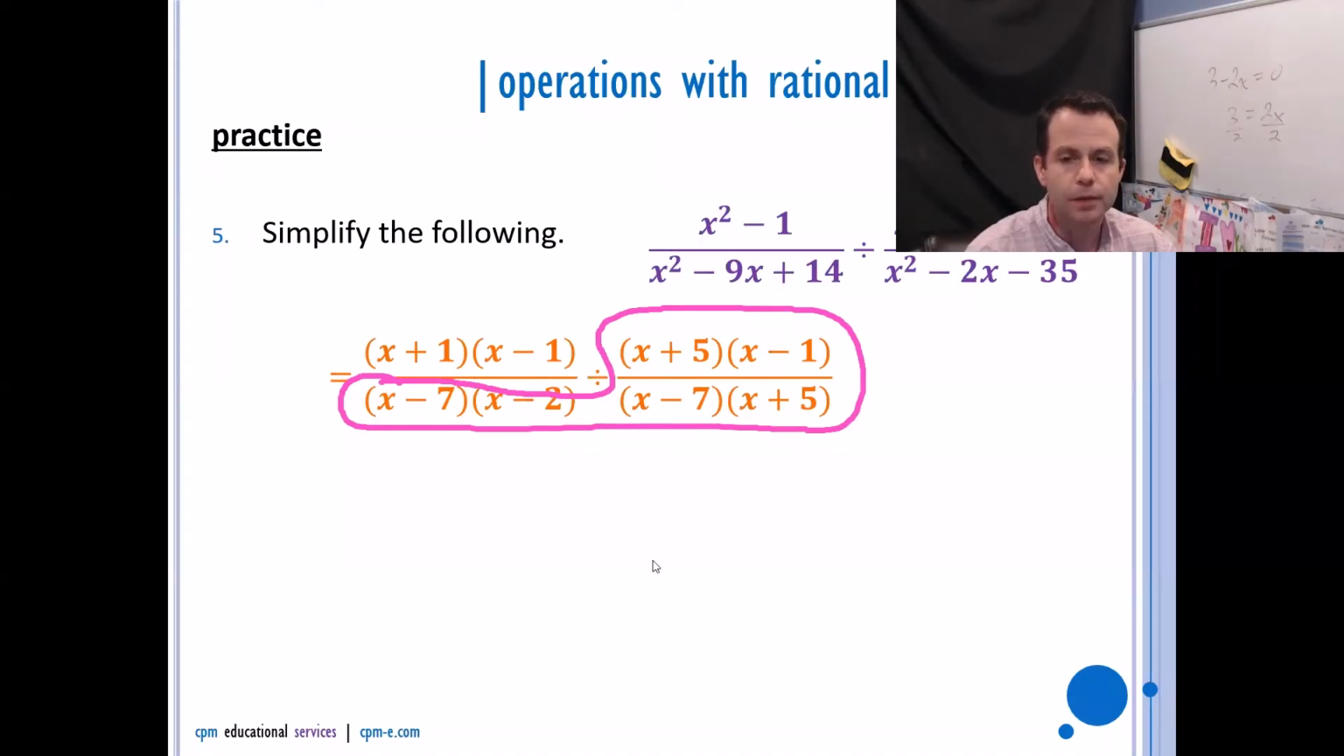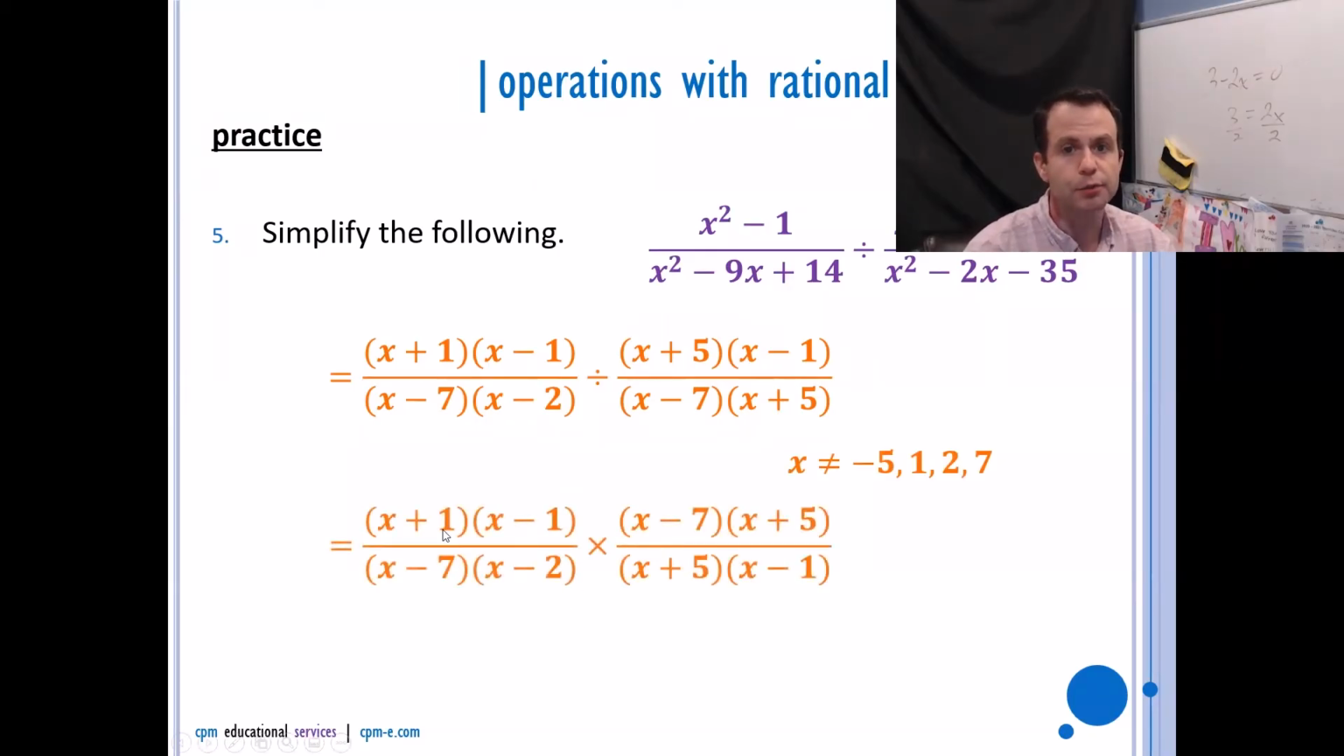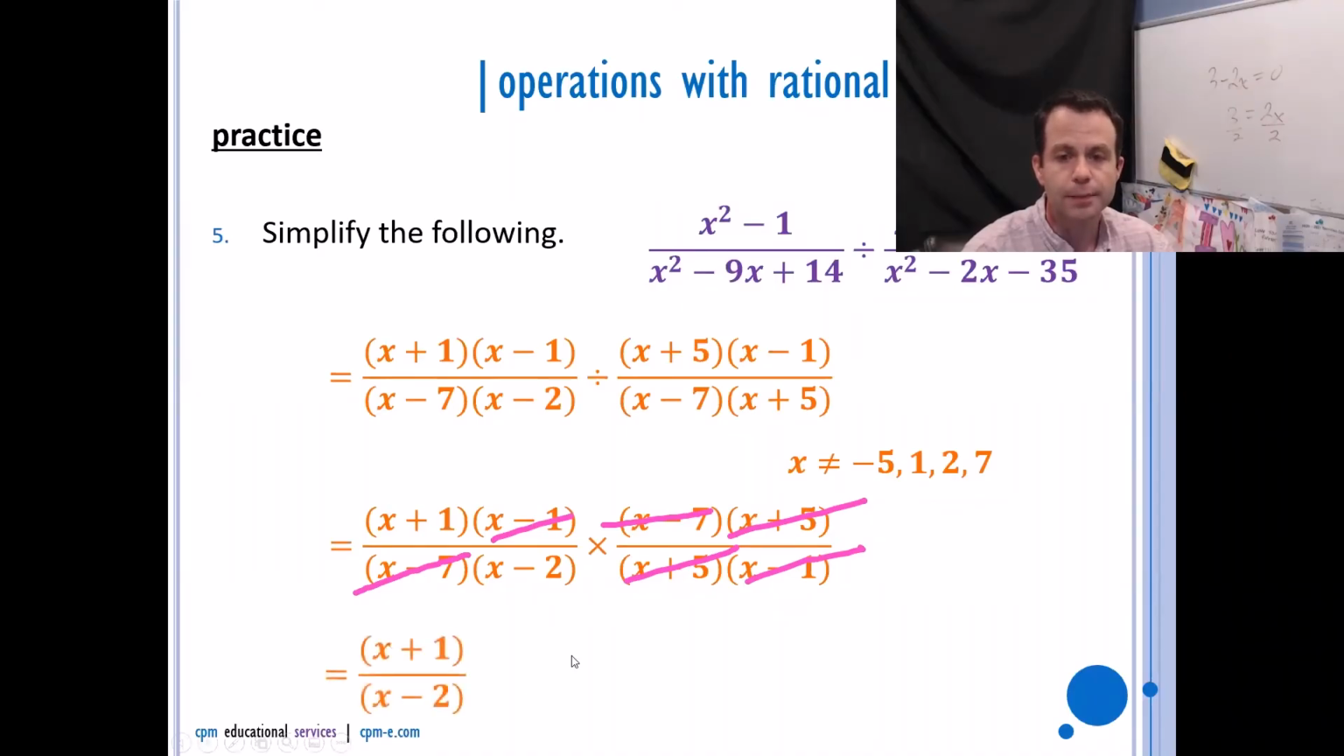Okay. So I got my NPVs listed. Now I'm going to rewrite it as multiplication, and then I can start dividing things out. Okay. I would always encourage you to rewrite it as a multiplication sentence first, then start dividing everything out. Okay, so now I can see that my x minus 7s will go, my x plus 5s go, and my x minus 1s go. And so I'm left with x plus 1 divided by x minus 2. Okay, x plus 1 divided by x minus 2.